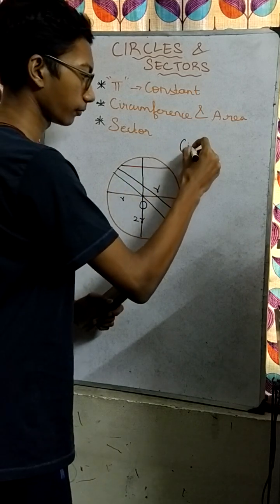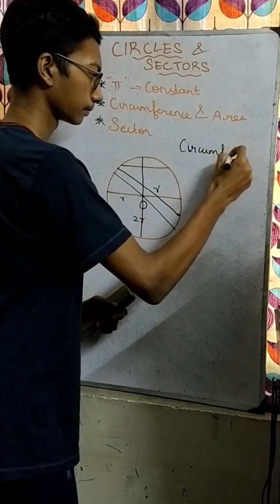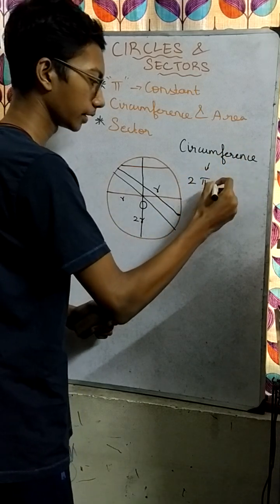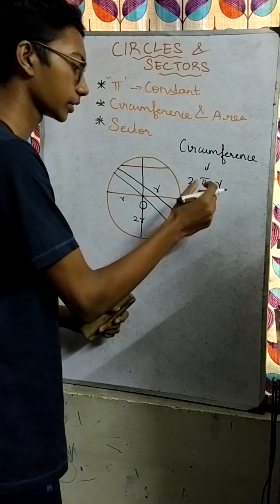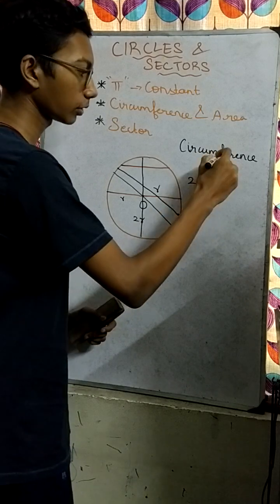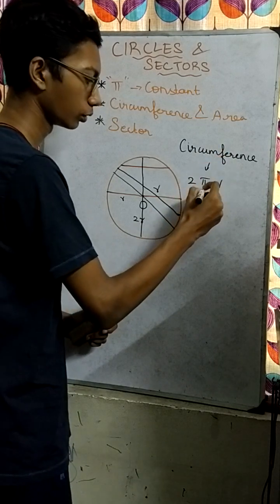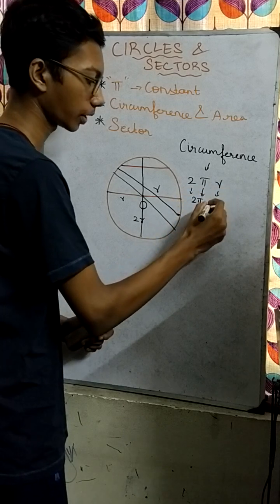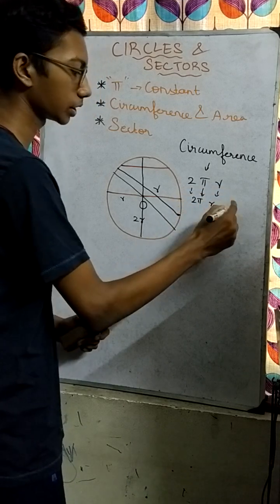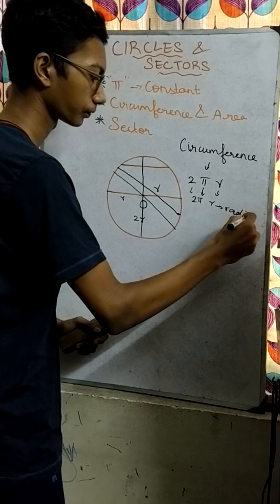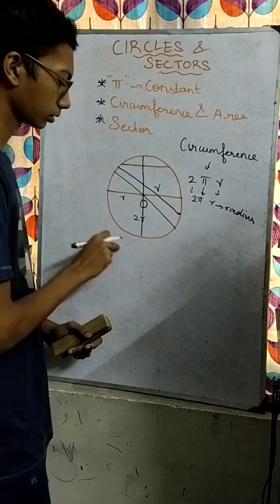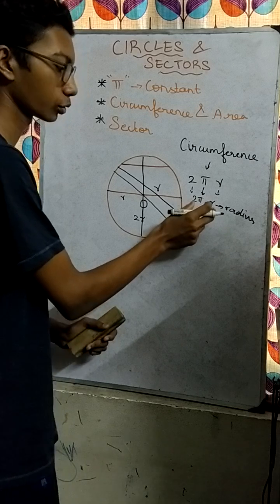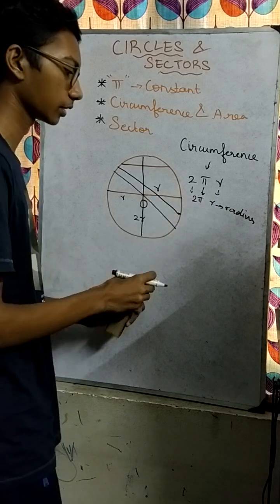Now for the circumference, the formula is 2 pi r. We will see what this pi is in a little bit. So the formula for circumference is 2 pi r. These two are constants. The only changing part is the radius, r. So the distance around the circle is given as 2 pi r. So it depends on the radius of the circle.